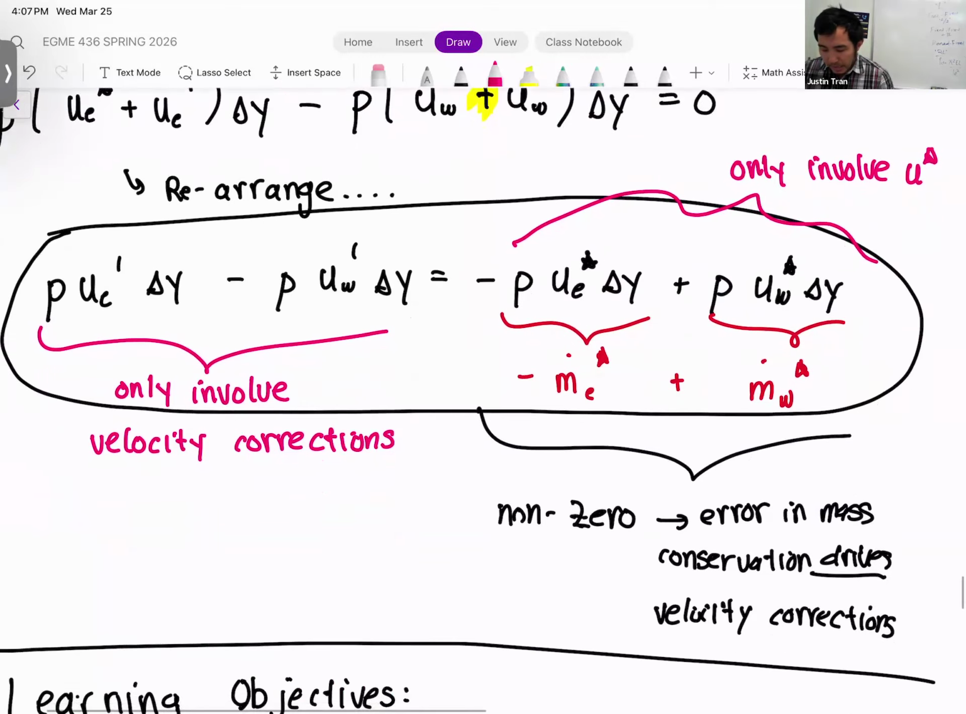Because our updated velocities are not mass conserving, the right-hand side of this expression is going to be non-zero. If our velocities were mass conserving, the right-hand side would be zero, because we take the inlet flow and subtract the outlet flow, and those should cancel out if we are perfectly mass conserving. But if it's non-zero, that means we have some error in our conservation of mass.